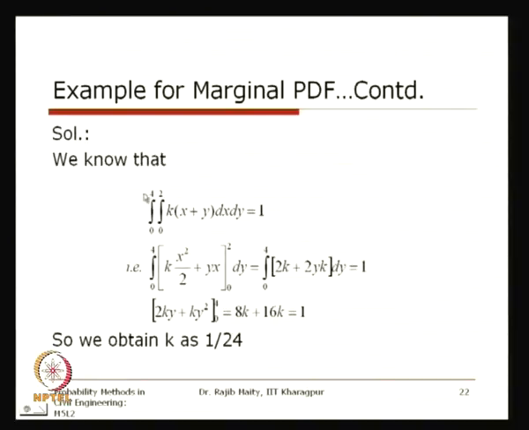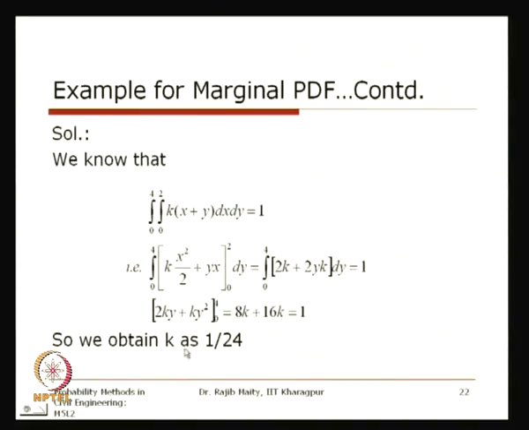So over the entire range, if we do the integration for x and y, this should equal 1. Integrating y from 0 to 4, we get k times (x squared by 2 plus yx), with x from 0 to 2. If we go with this, this should equal 1. So ultimately it comes to 8k plus 16k equals 1.